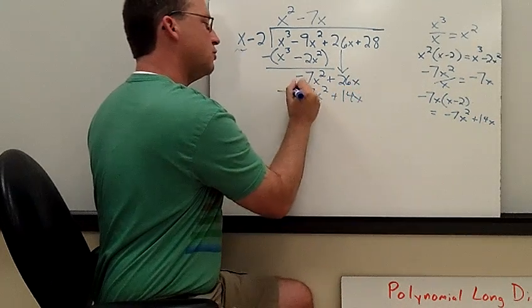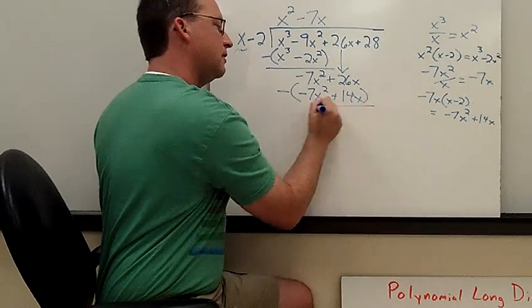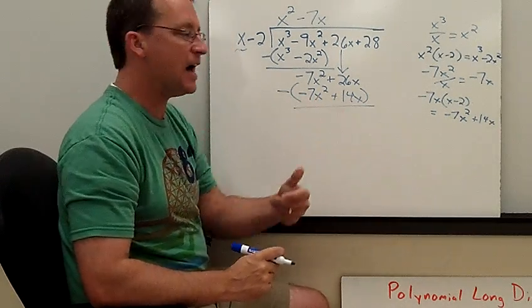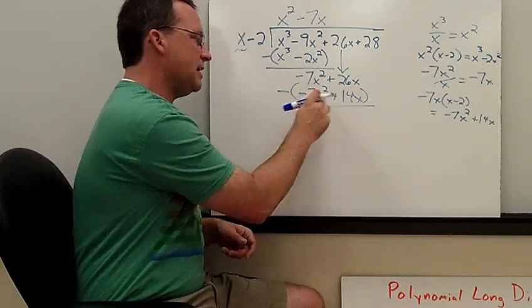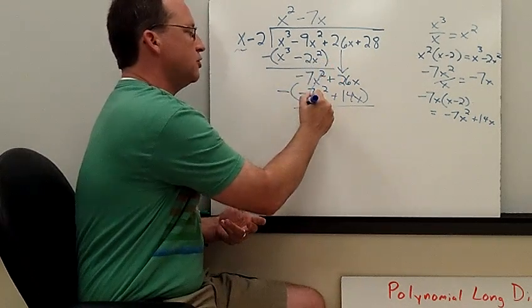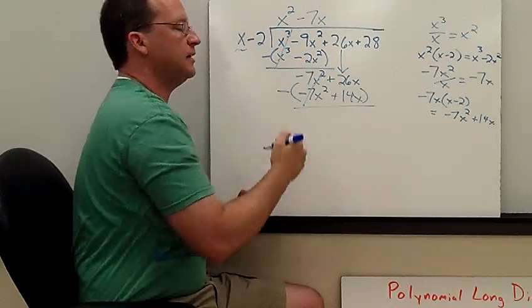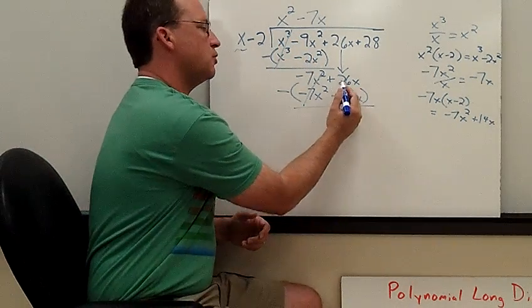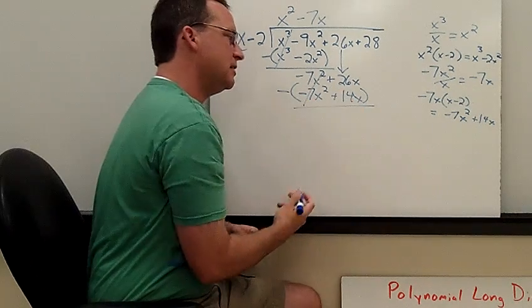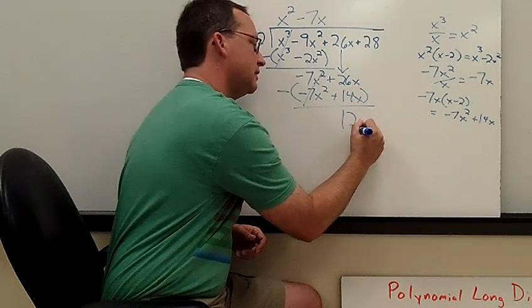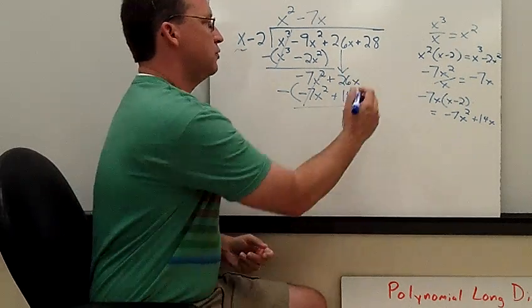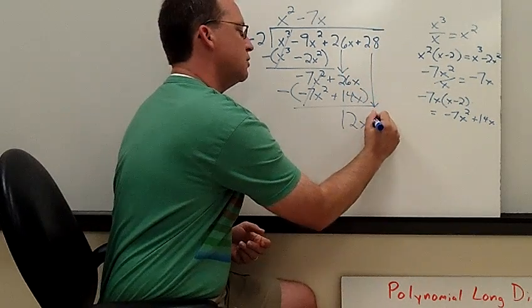And again, we are subtracting. And again, I recommend putting the parentheses there so that you don't lose a sign. Negative 7x squared minus negative 7x squared is nothing. That's good. If you've done this correctly, that first term is going to cancel out when you subtract. And then we've got 26x minus a positive 14x is a 12x. All right, one more term in our polynomial. Drop that term down. Let's do this one more time.